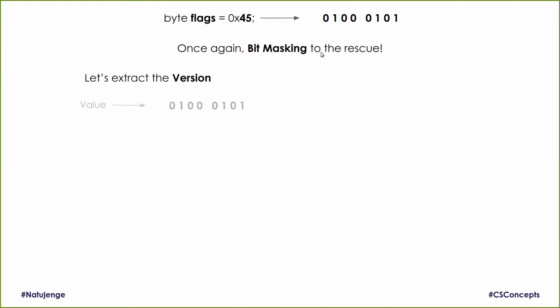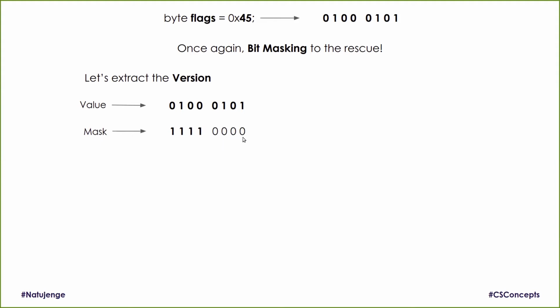So let's do this in code. You have the binary values 4, 5, and you have the representation of it. And once again, we use bit masking to rescue us. Let's extract the version. So we know the value to be that. For the mask, remember the version is the first 4 bits here. So we can use the mask.